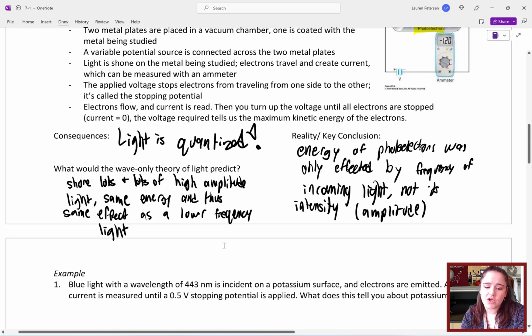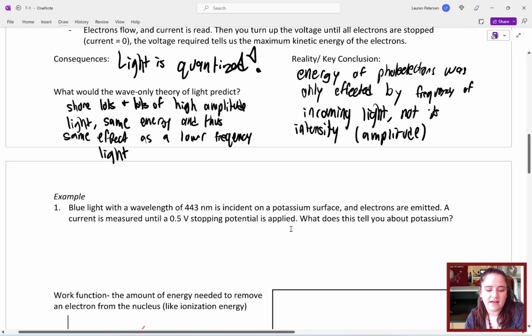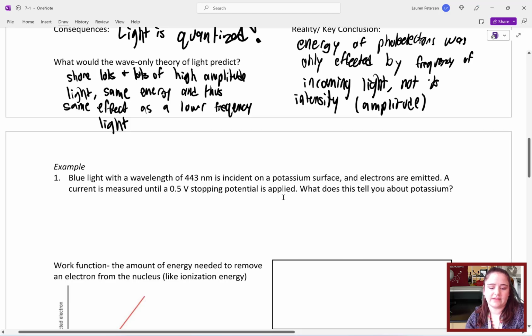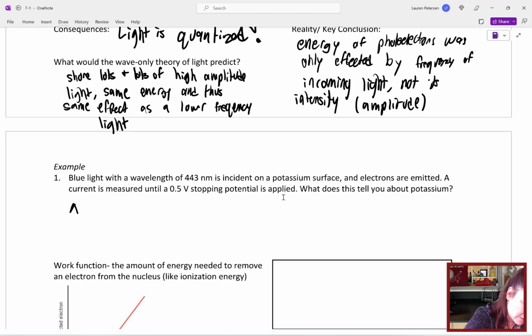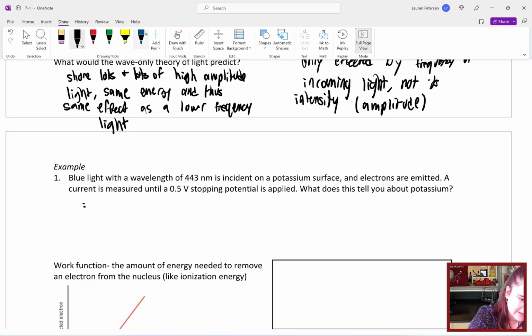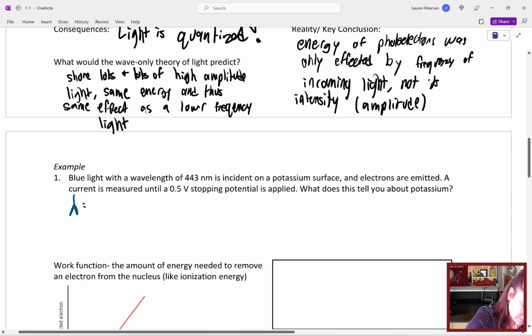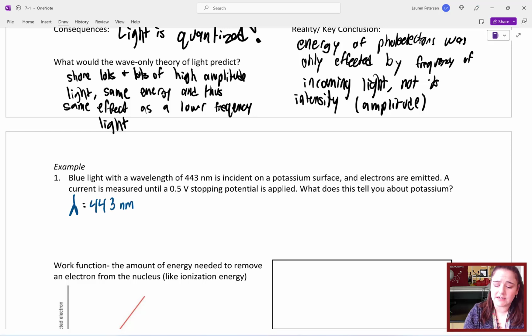Okay. So let's kind of make sense of how this works. Blue light with a wavelength of 443 nanometers is incident on a potassium surface and electrons are emitted. A current is measured until a 0.5 volt stopping potential is applied. What does this tell you about potassium?